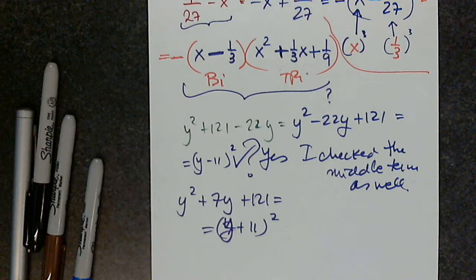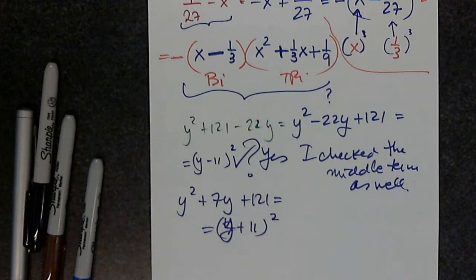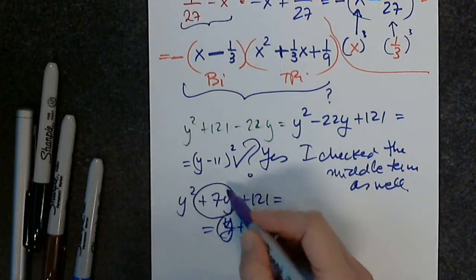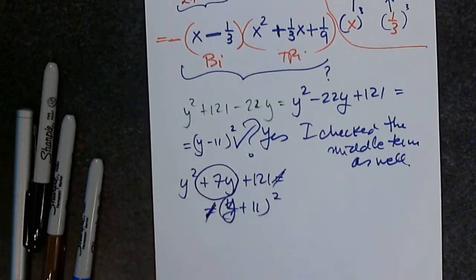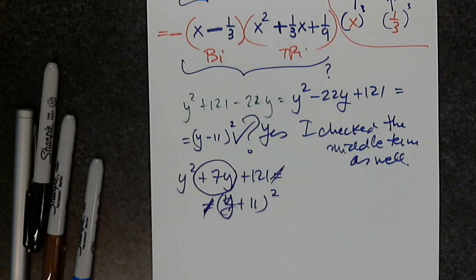Because when I expand this, what do I have as the middle term? Yes, positive 22y, which is not here. So these cannot be the same. So this is how I address those special products for trinomials. One more time, I look at the first term, I look at the last term, I write my idea, but then I have to check it, because I don't know for sure.